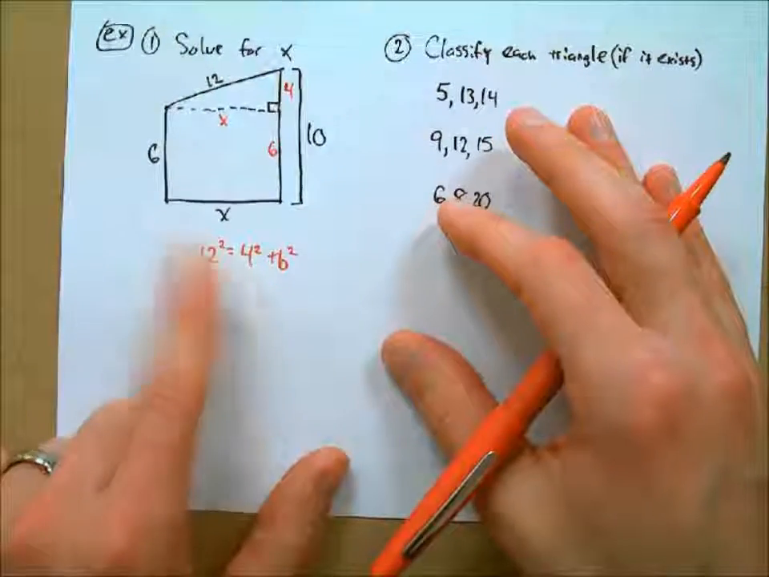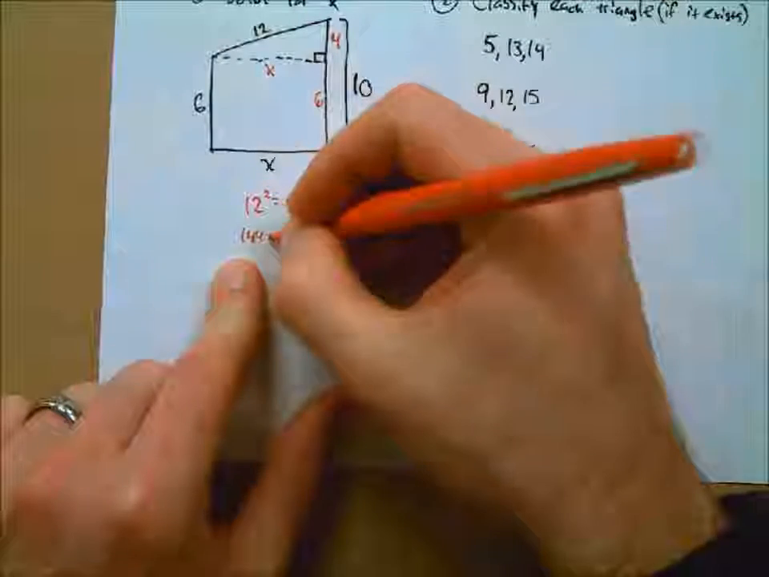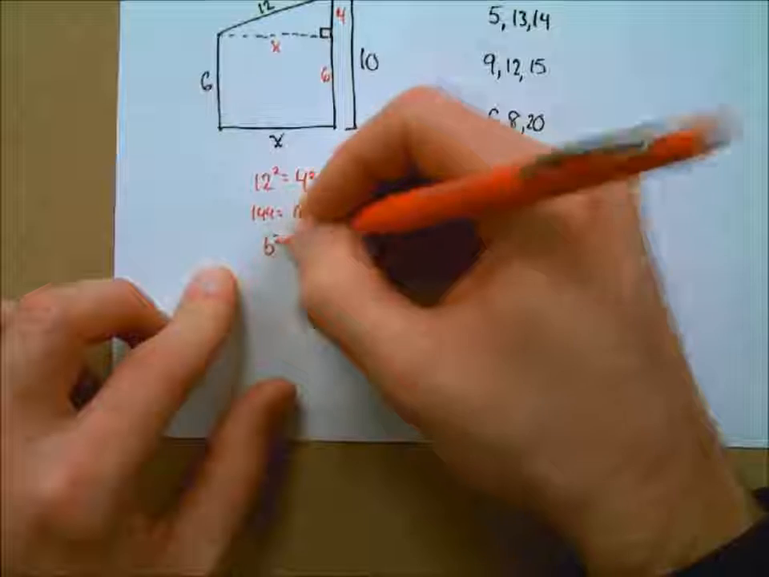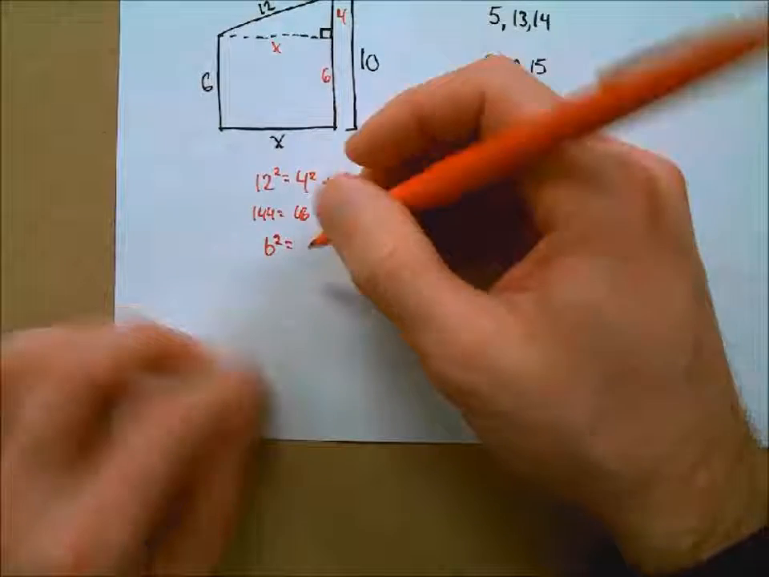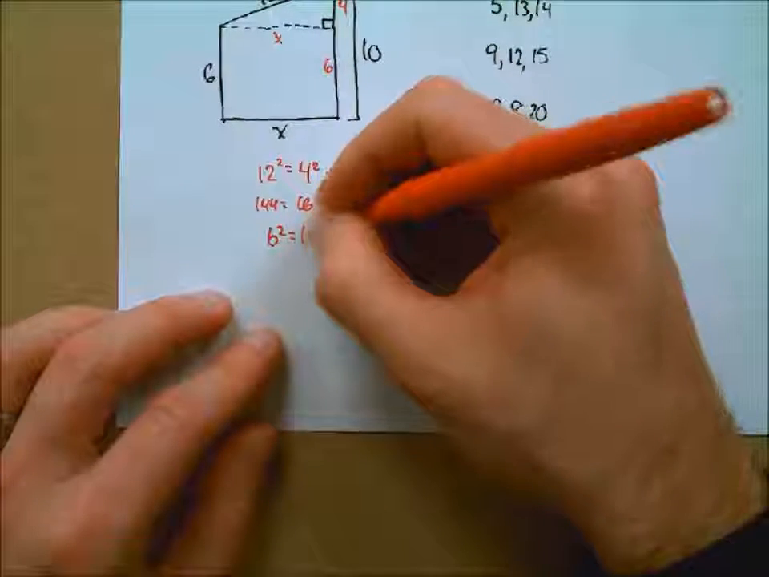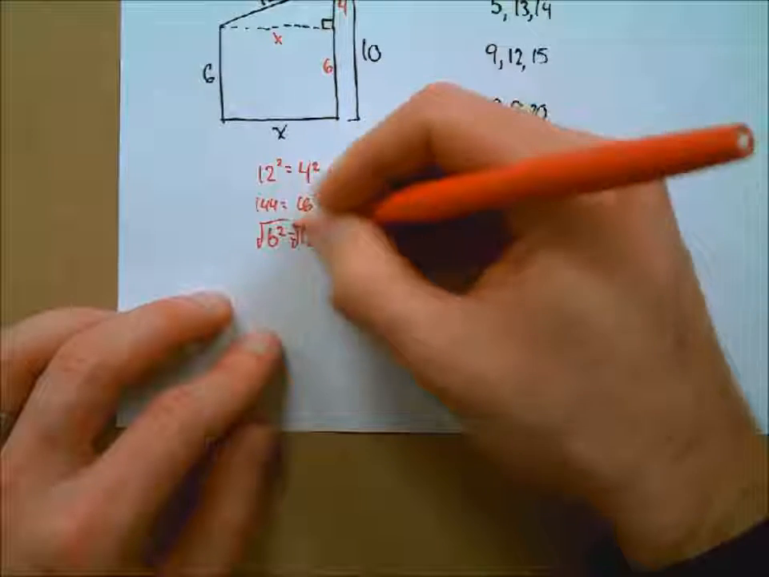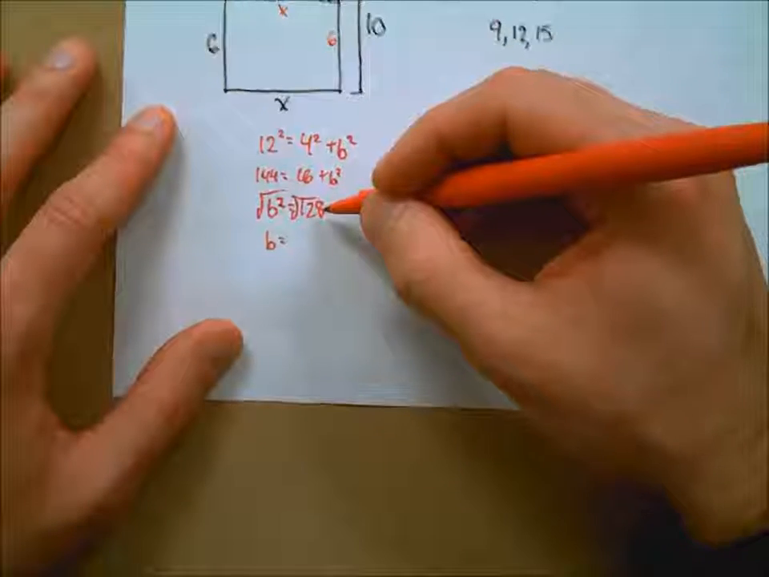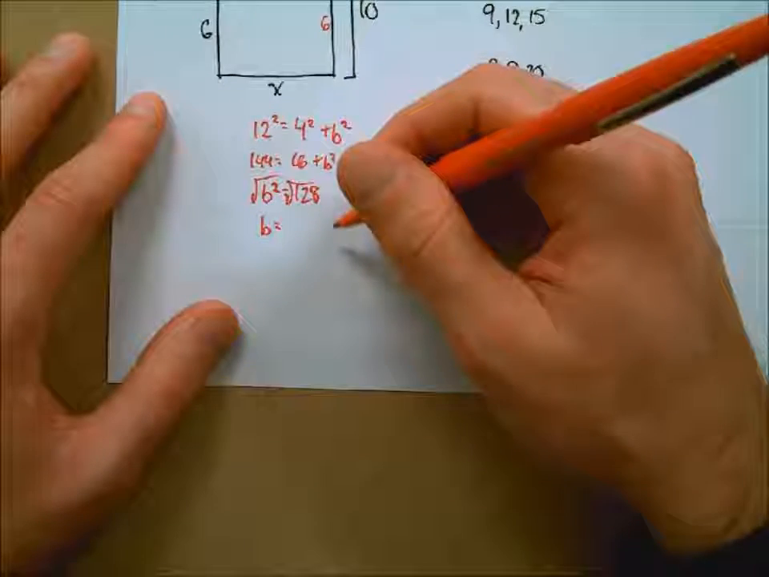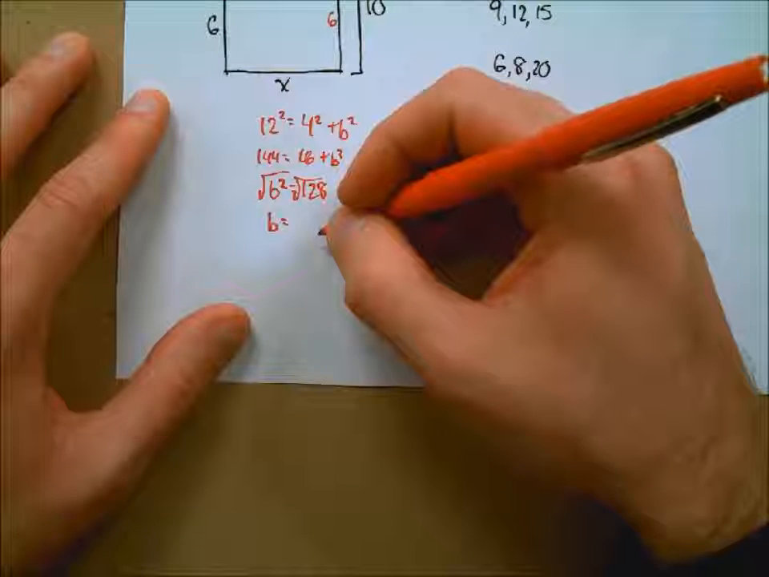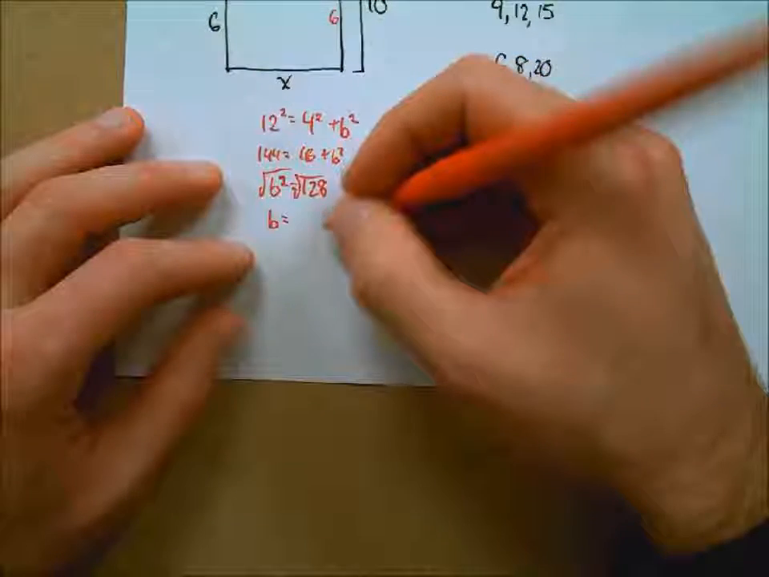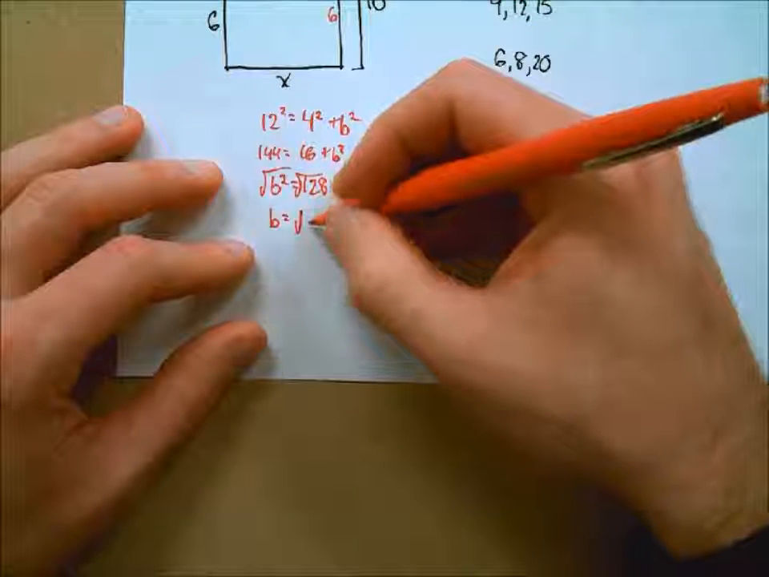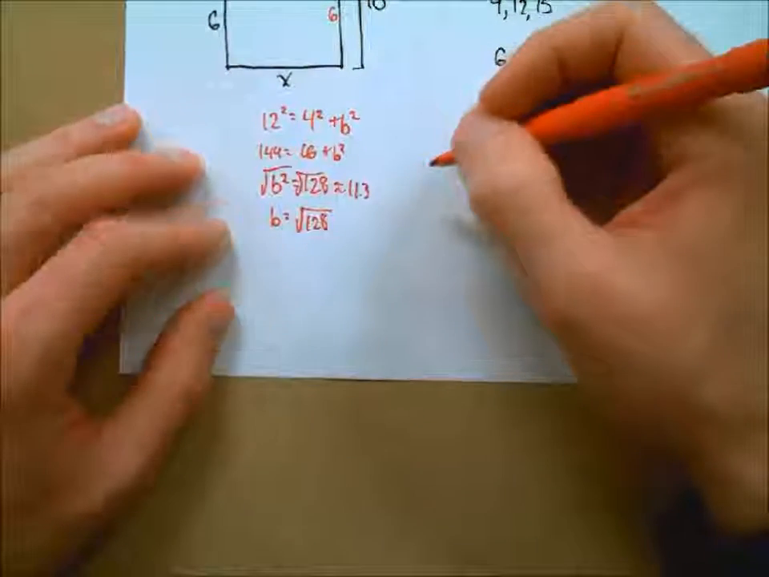Okay, so 12 squared is 144, 4 squared is 16. Subtract 16 from both sides. We get b squared is, what is 144 take away 16? 128. Okay, and then square root both sides. So b equals the square root of 128, which is not a perfect square. Were you able to simplify the square root of 128 at all? I just calculated it on my calculator. I said it was 11.3. Okay, so approximately 11.3. But let's see if we can break that down, because we know how to simplify square roots now.